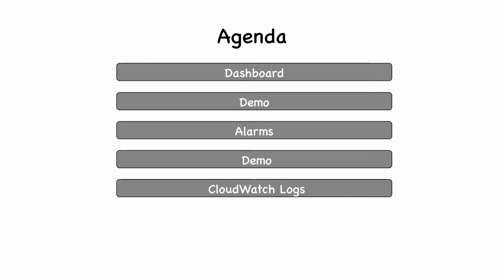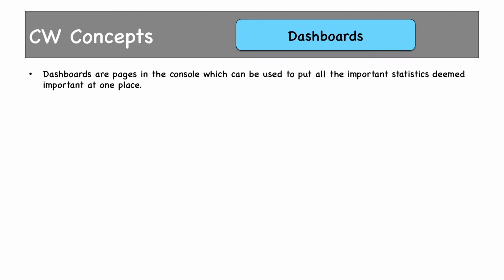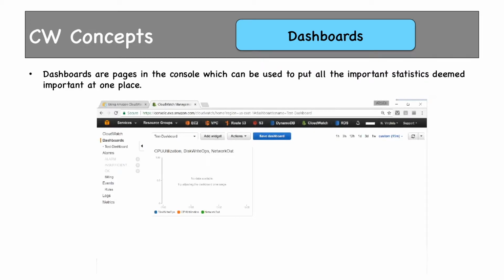This is our agenda. We'll see the Cloudwatch Dashboard, then we'll have a demo on Dashboard, Cloudwatch Alarms with a demo, and finally Cloudwatch Logs. When we say dashboard, typically graphical charts, bars, statistical information, etc. come into our minds. Cloudwatch Dashboard is also the same, wherein we can see metrics of AWS resources in GUI based charts. Dashboards are pages in the console which can be used to put all the important statistics deemed important at one place. This is how a dashboard looks like in Cloudwatch.